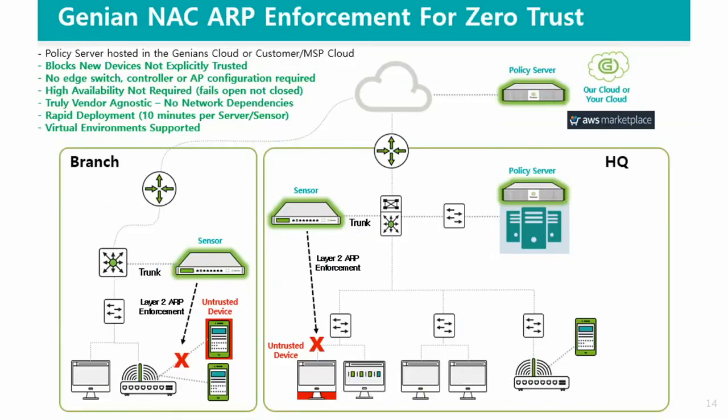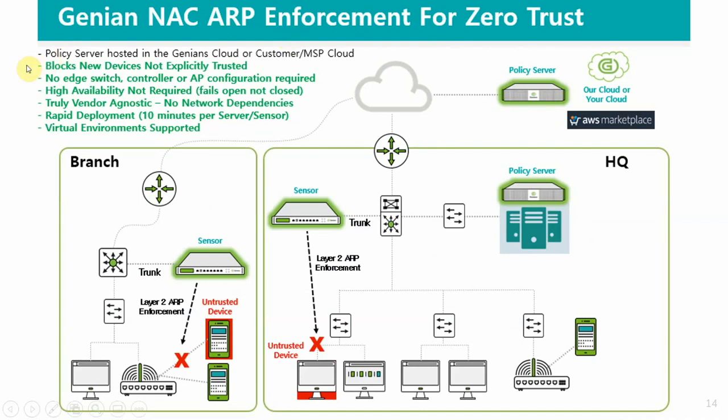Genian can be rapidly deployed using ARP enforcement to block unknown devices by default. First, a policy server is deployed. It can be deployed either on-prem or in the cloud. Cloud options include the Genian's managed cloud or a cloud policy server that can be obtained from the AWS Marketplace and installed on a customer virtual private cloud.